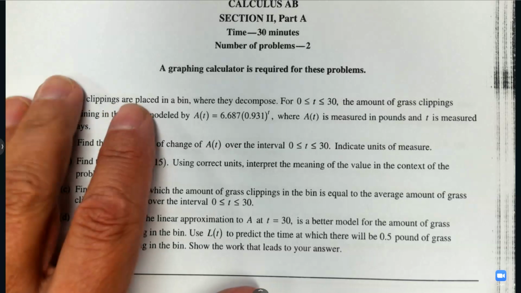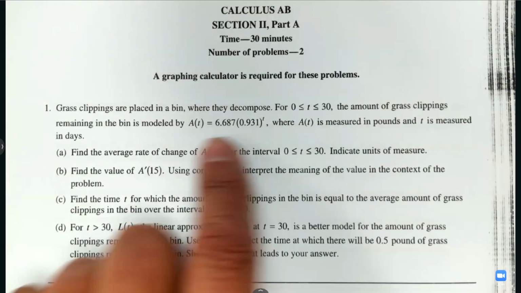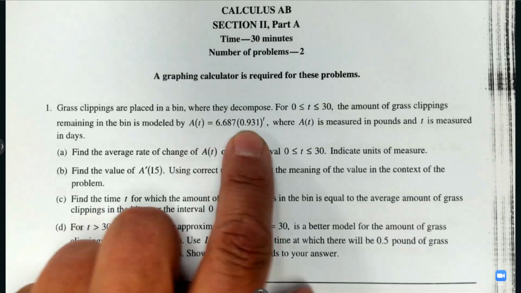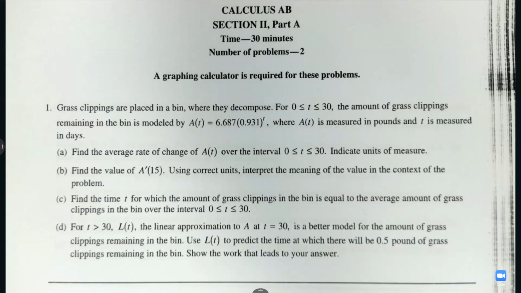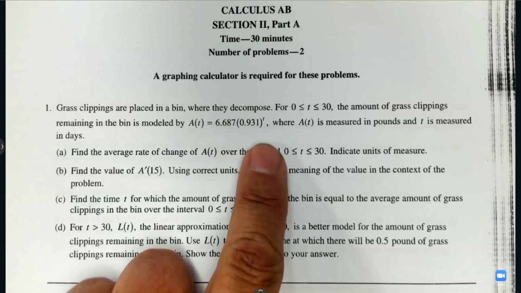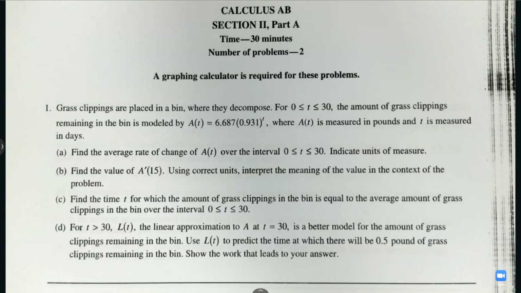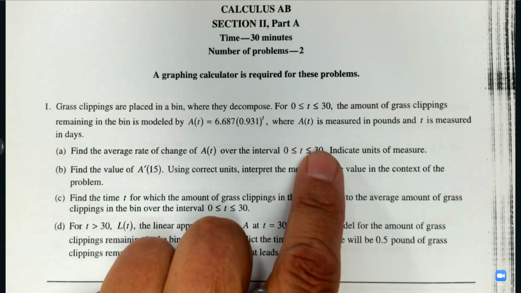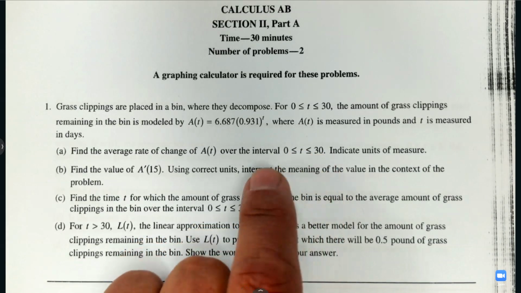Grass clippings are placed in a bin where they decompose. So from 0 to 30, the amount of grass clippings remaining is this equation. So I know I'm going to type that into decimals, where A at T is measured in pounds and T in days. So that's a rate that I'm given, pounds and days. That's the amount in the bin in terms of measure, the rate. How much grass is being put in that bin in pounds per day.